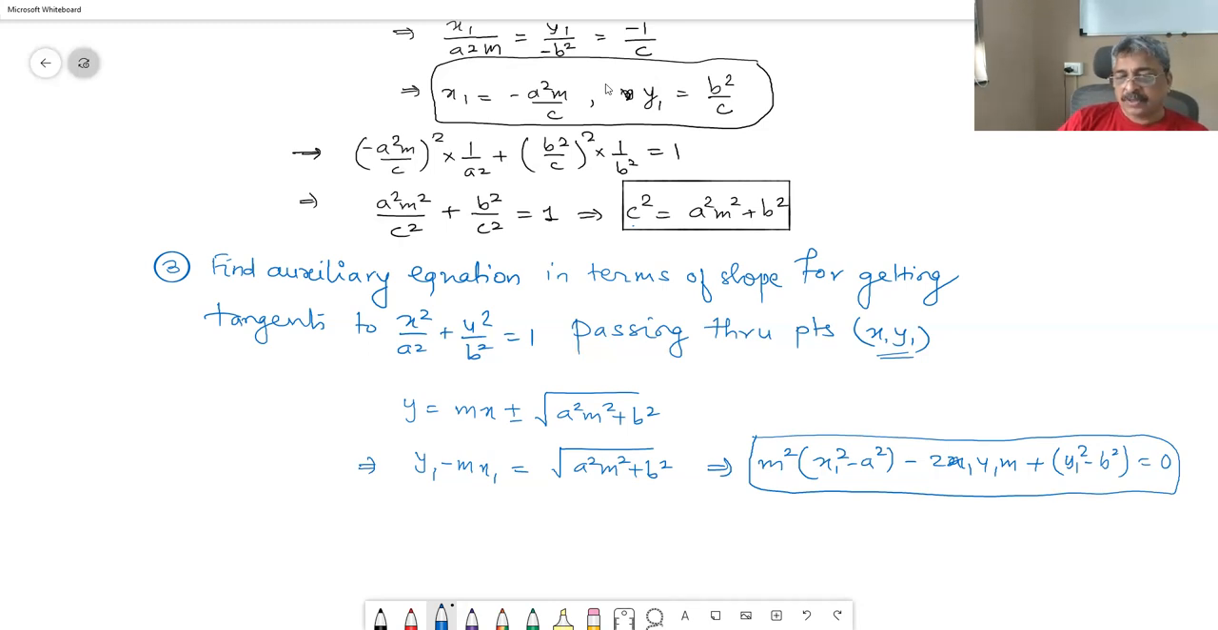Now what is the product of the roots in this case? Product of the roots is y1 square minus b square upon x1 square minus a square. Correct? This is the product of the slopes. And if you happen to make the product minus 1, this is the special case when both the tangents are perpendicular to each other. Then we will get a relationship of x1 comma y1. It is basically going to be the point of intersection of perpendicular tangents.